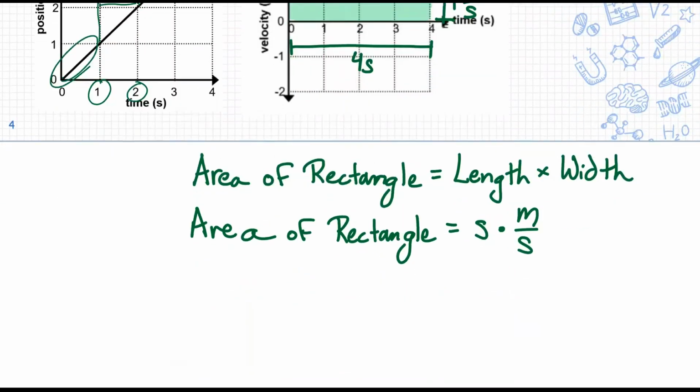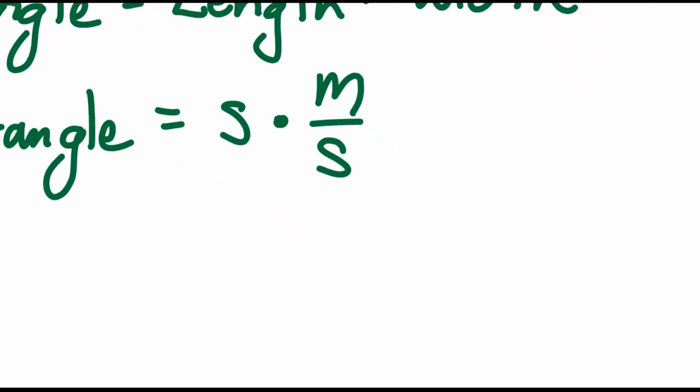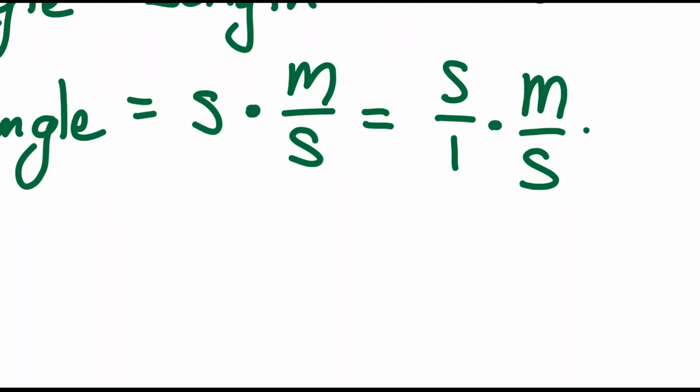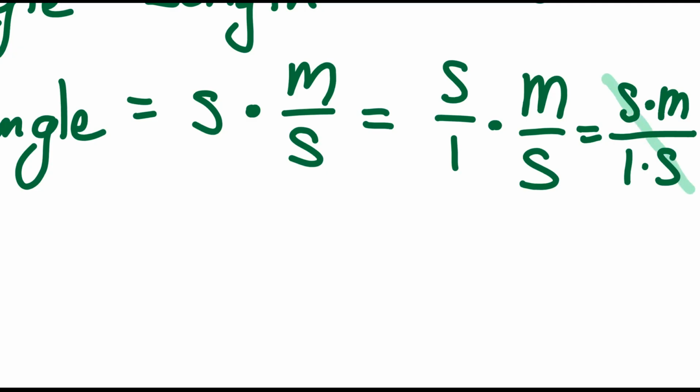And a lot of times students will think, oh, that's going to be meters per second squared. But if you notice, this is going to be seconds over 1 times meters per second. And so when I multiply these, I'm going to multiply them across. So I'm going to have seconds times meters divided by 1 times seconds. And when I do this, the seconds cancel out. And so the units are going to be just meters.